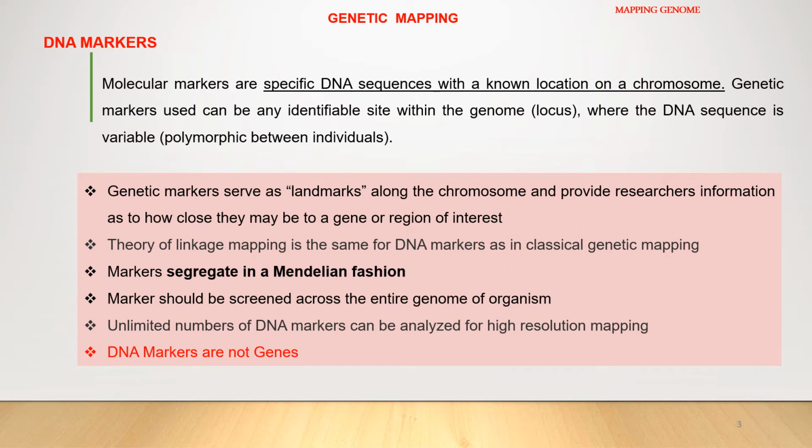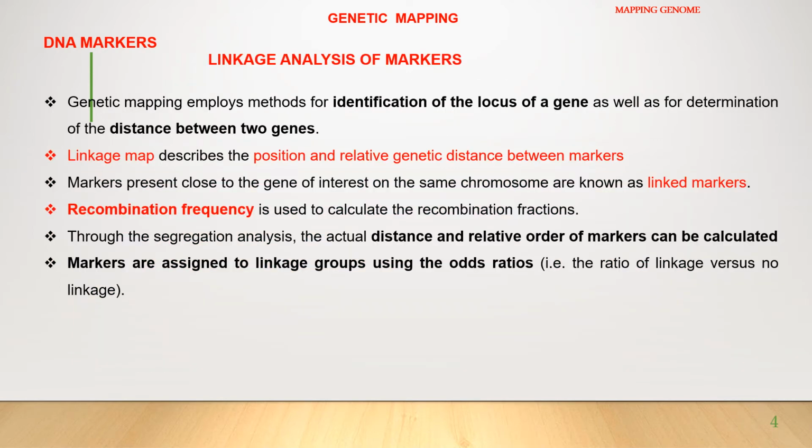These markers segregate in a Mendelian fashion. For construction of linkage map using DNA markers, the basic principle utilized is linkage disequilibrium. Several markers are utilized and screened across the entire genome for a high-resolution genome map. It should be remembered that these DNA markers are not genes. DNA markers are used to construct linkage maps.